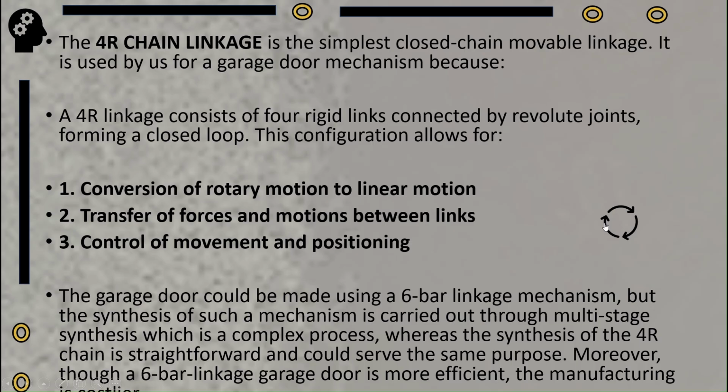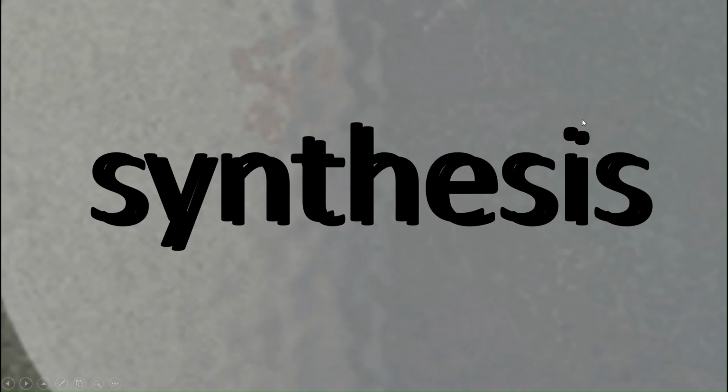The garage door could be made using a 6-bar linkage mechanism, but the synthesis of such a mechanism is carried out through multi-stage synthesis, which is a complex process, whereas the synthesis of a 4-bar chain is straightforward and could serve the same purpose. Next, through Krishna Karthik, this is SolidWorks.